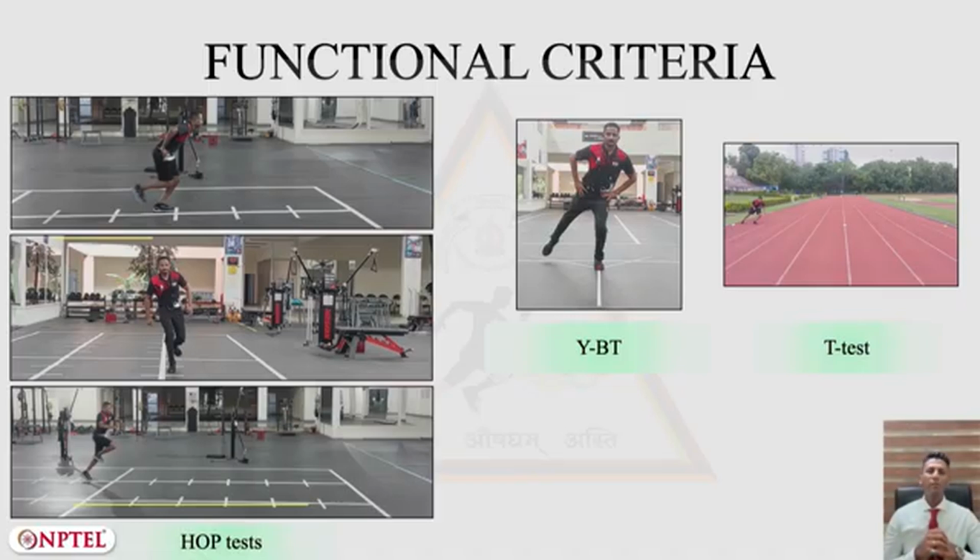This slide highlights the practical tools most widely used. The T-test for agility, the Y-balance test for dynamic stability, and various hop tests as I mentioned: single hop, triple hop, crossed hop, or 6-meter timed hop. This battery tests functional power and endurance. Each test challenges a different system.